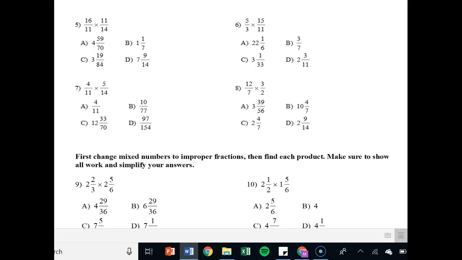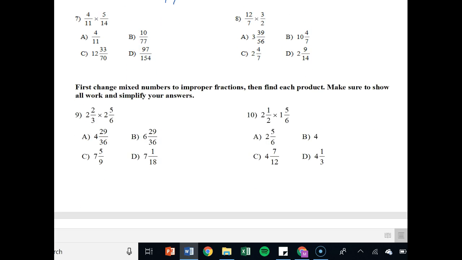Number 5, 11 and 11, they both have 11 in common, so they both become 1. 16 and 14, they both have 2 in common, so 14 divided by 2 is 7, 16 divided by 2 is 8. And now I multiply straight across. 8 times 1 is 8. 1 times 7 is 7. 7 goes into 8 one time with 1 left over. So 1 and 1/7 is your answer, B.